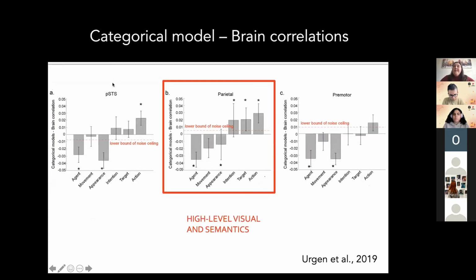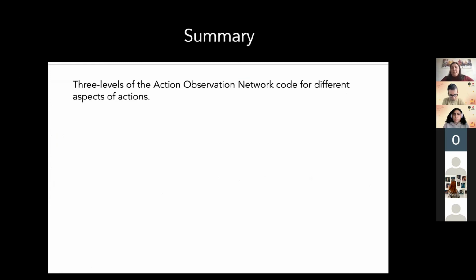Whereas when we look at the categorical model representations, the high-level information in the movies, we found that parietal cortex is the one that is correlated best with these models, and especially the intention model, the target model, and the action model were the ones that correlated best with the parietal model, whereas premotor correlated neither with the categorical models nor with the computer vision models.